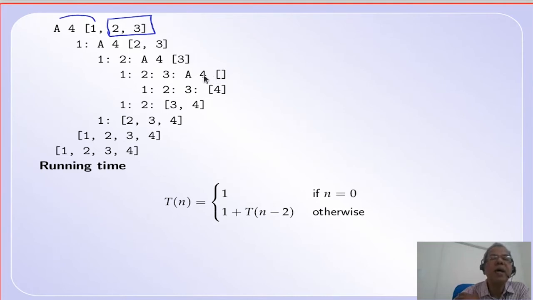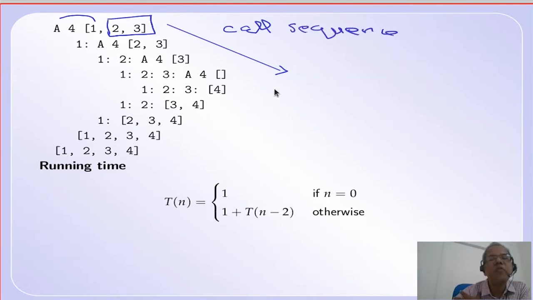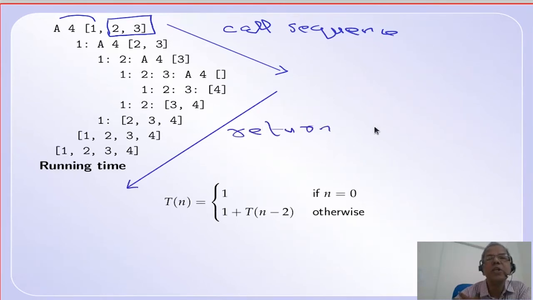How do we append an element to an empty list? Just a singleton. 4 appended to the empty list means a list consisting of just 4. So that's the call sequence. Now for the return sequence, or return journey.